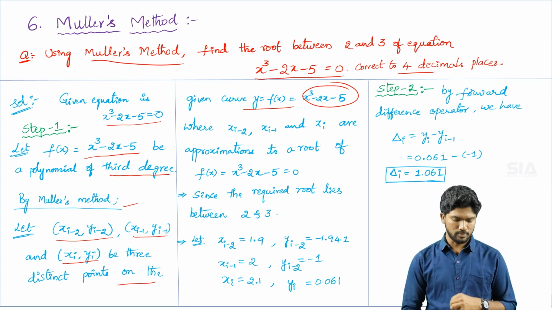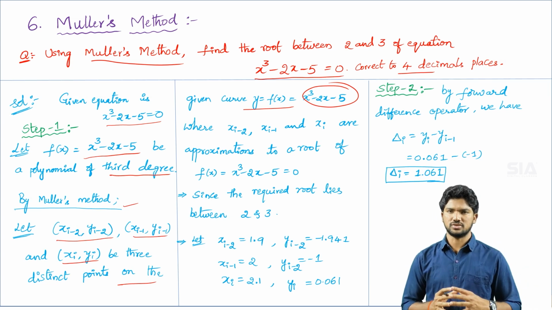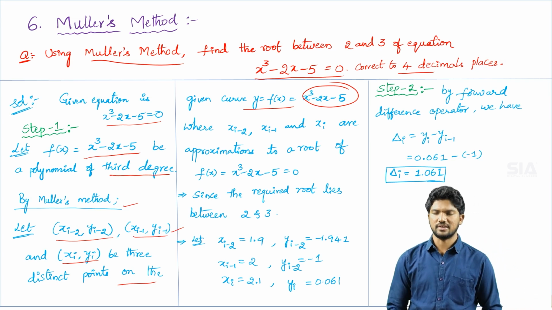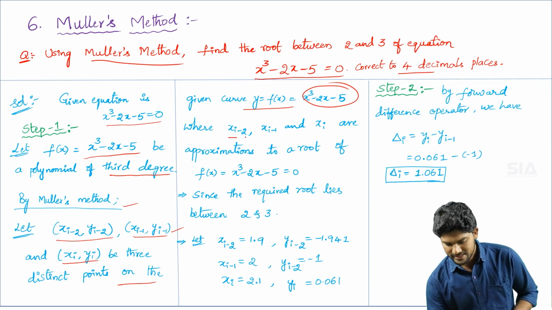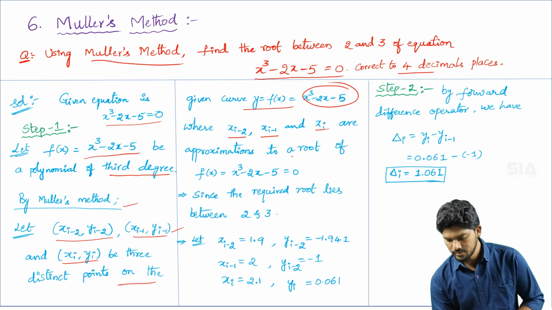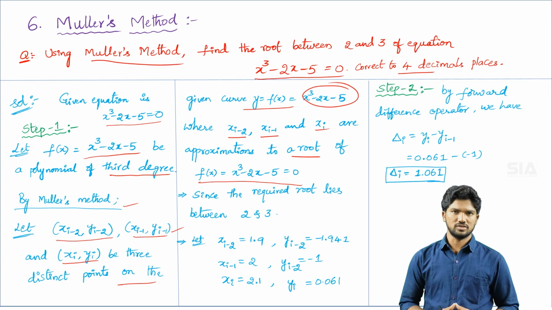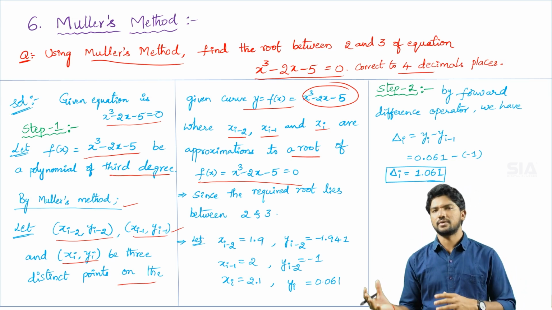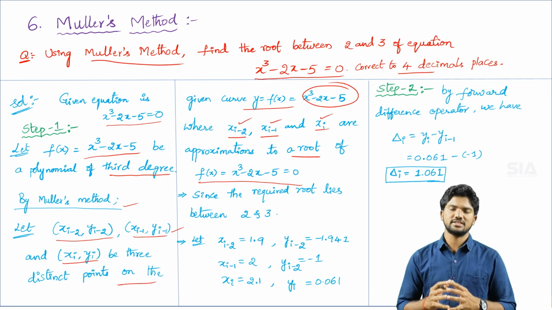Those 3 approximation points you can take in this format: x suffix i minus 2, y suffix i minus 2, and x suffix i minus 1, y suffix i minus 1, and in this format, x suffix i, y suffix i. After taking these 3 points, x suffix i minus 2, x suffix i minus 1 and x suffix i are approximations to the root of the given equation f of x is equal to x cube minus 2x minus 5 is equal to 0. Whatever required root we are going to find, these 3 are the approximation roots.